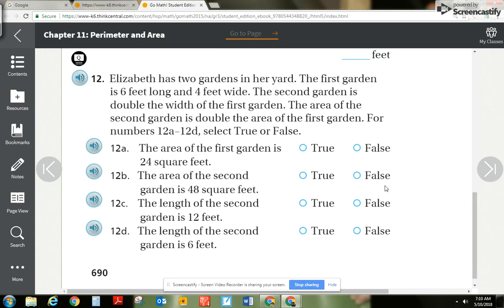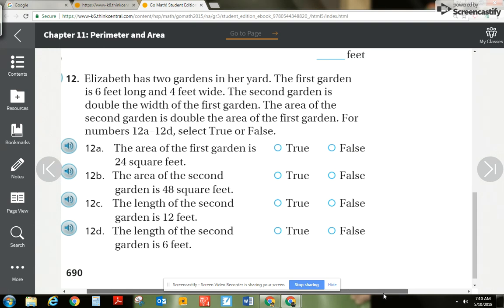Number 12. Oh, man. Look at number 12 here. All this reading, and it all looks the same to me. All right. We're going to have to do it, though. So let me scoot over a little bit.